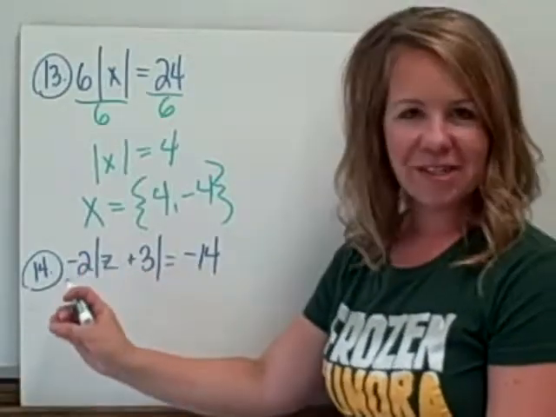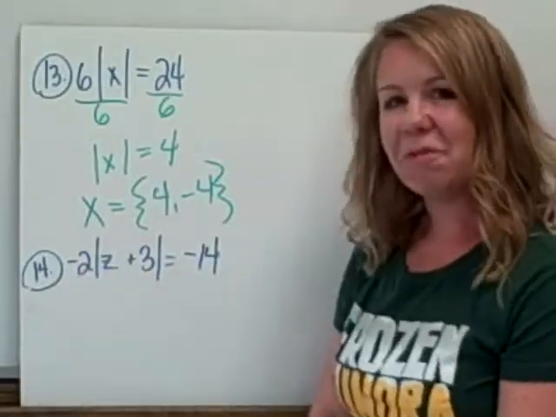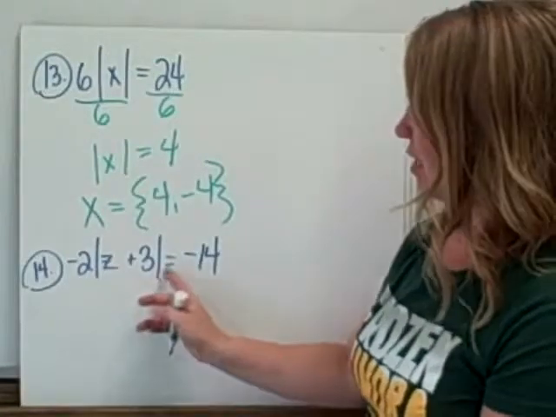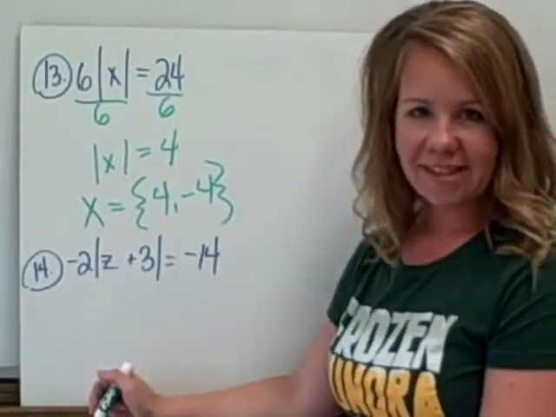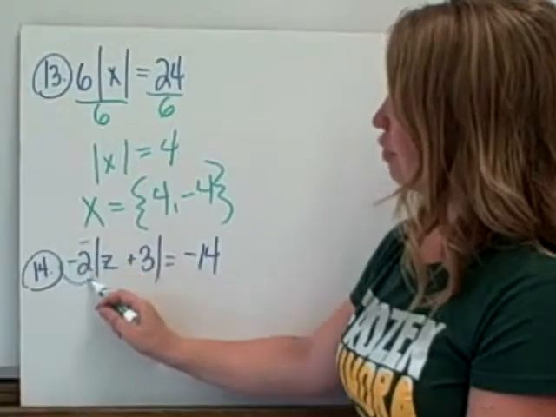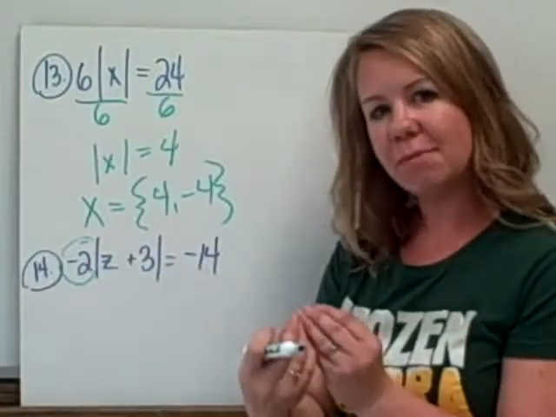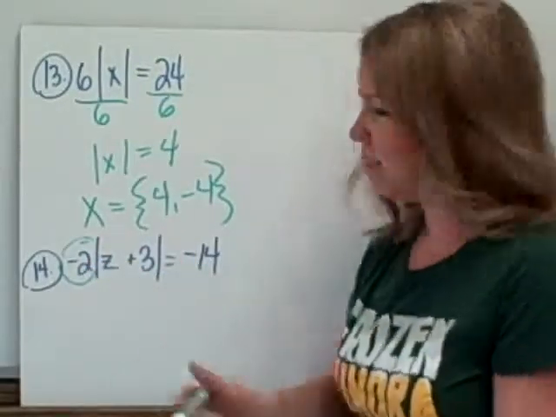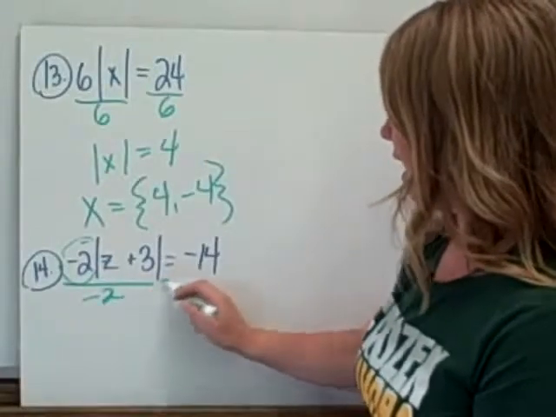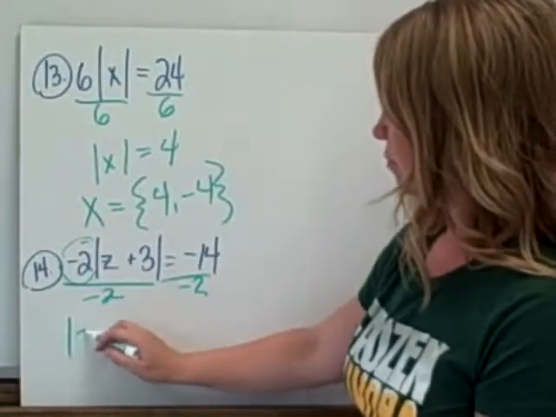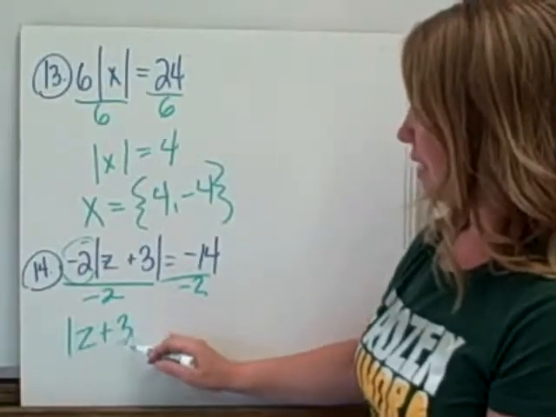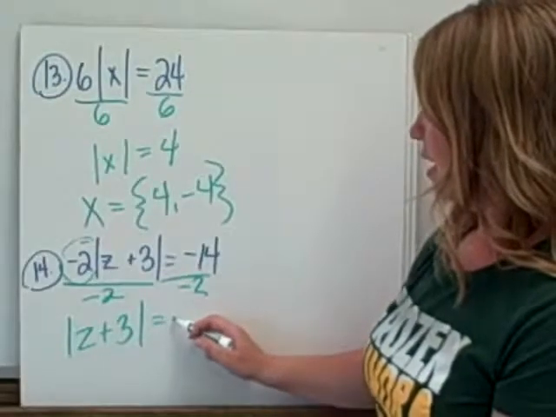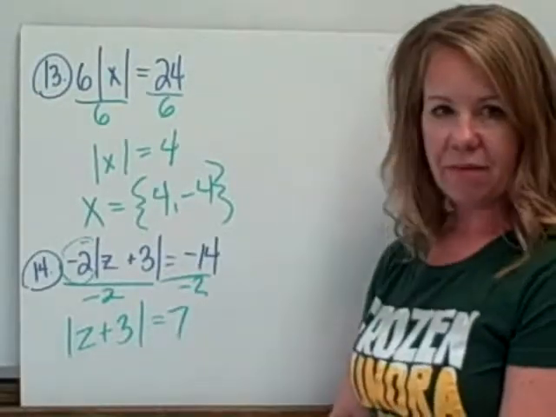Number 14 is going to be the most complicated one we've done so far. You'll notice the absolute value bars are not isolated. When this -2 is next to it, it means multiply. So we need to do the inverse of that, which is divide by -2. The absolute value of z plus 3 equals +7.